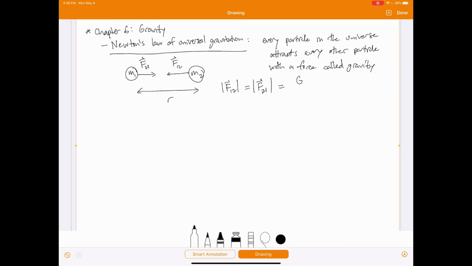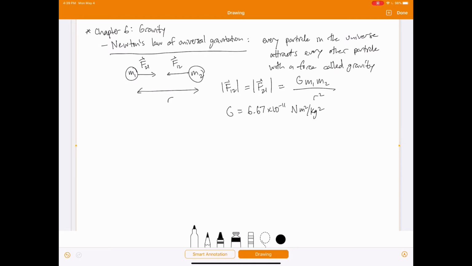We have G m1 m2 divided by r squared. Okay, so m1 and m2, those are the two masses, of course. r is the separation. This number G is what we call the universal gravitational constant. It's equal to 6.67 times 10 to the minus 11. The units are newtons times meters squared per kilogram squared.